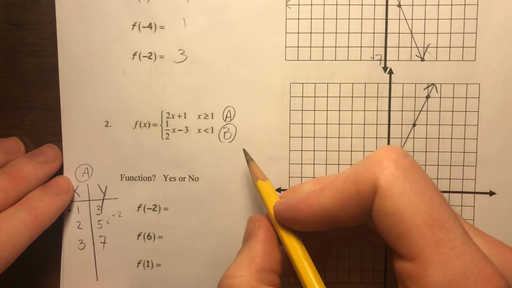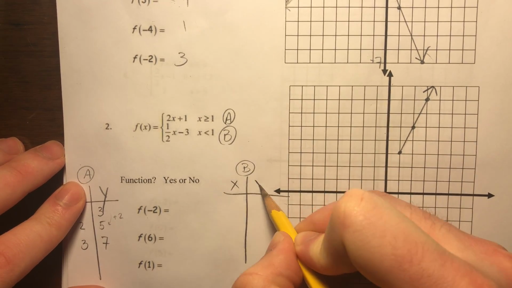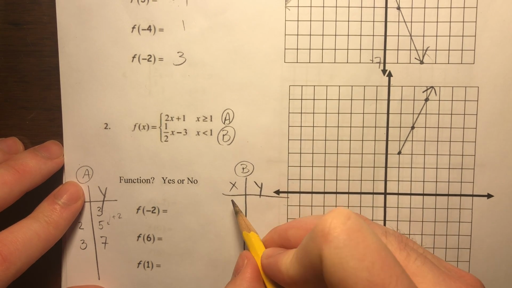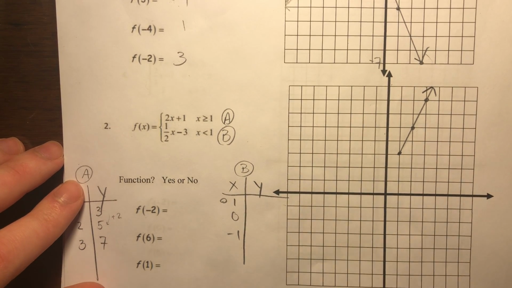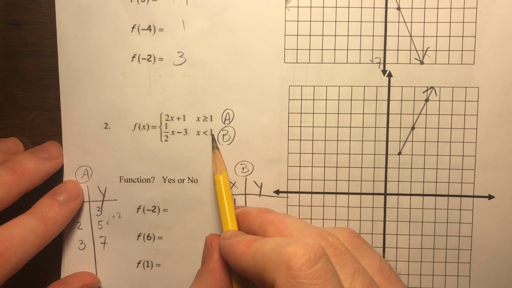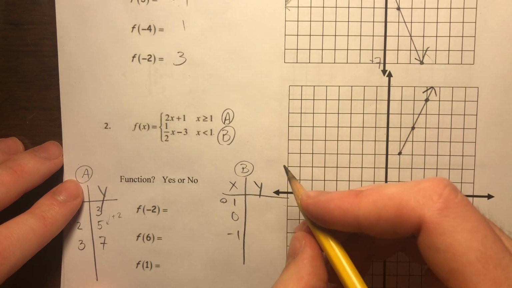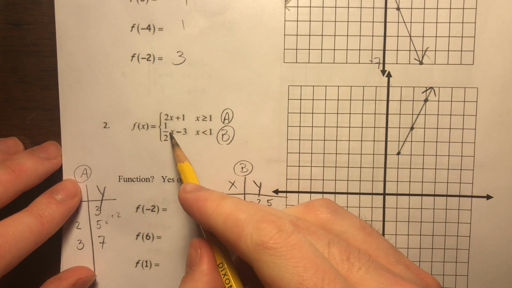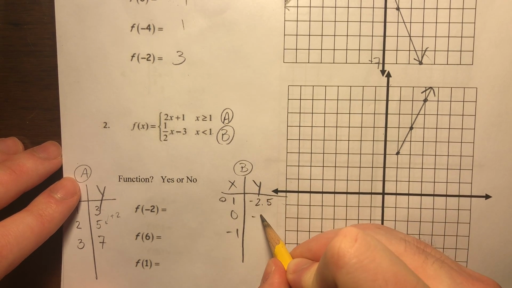All right. Now let's do function B. We want x to be less than 1. So I'm going to start at 1 and go down. We're going to have an open circle there. When I plug 1 in here, 1/2 times 1 is 0.5, or 1/2. 0.5 minus 3 is -2.5. Plug a 0 in. 1/2 times 0 is 0. 0 minus 3 is -3.